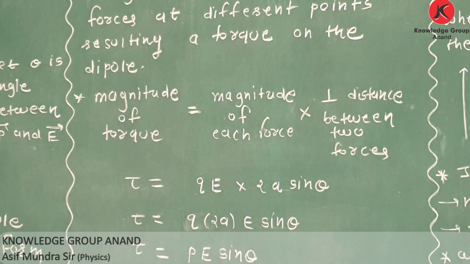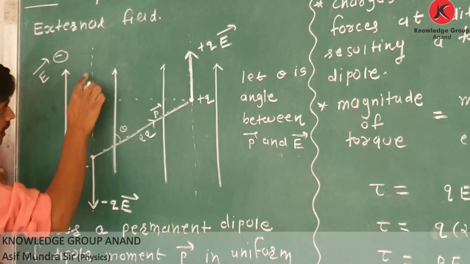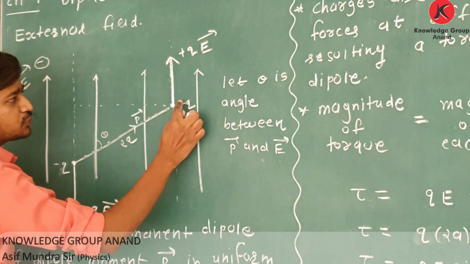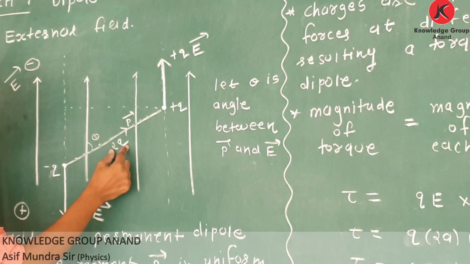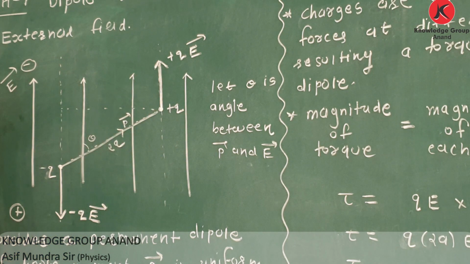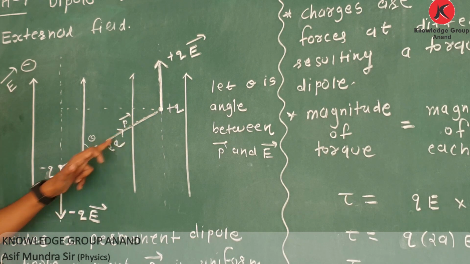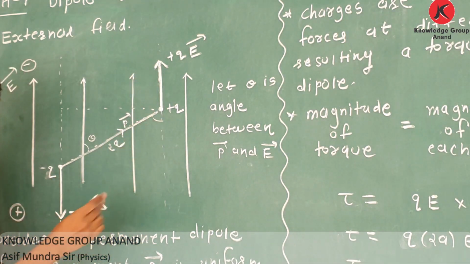How to find it? See here. Minus QE has its line of action, and plus QE has its line of action. What is the distance between them? If you say it is 2a, then it is wrong. 2a is the distance between the minus q charge and the plus q charge. We need the perpendicular distance between the two forces. See, is this 2a distance line perpendicular to this line of action? Is it making an angle of 90 degrees? No, it is not.